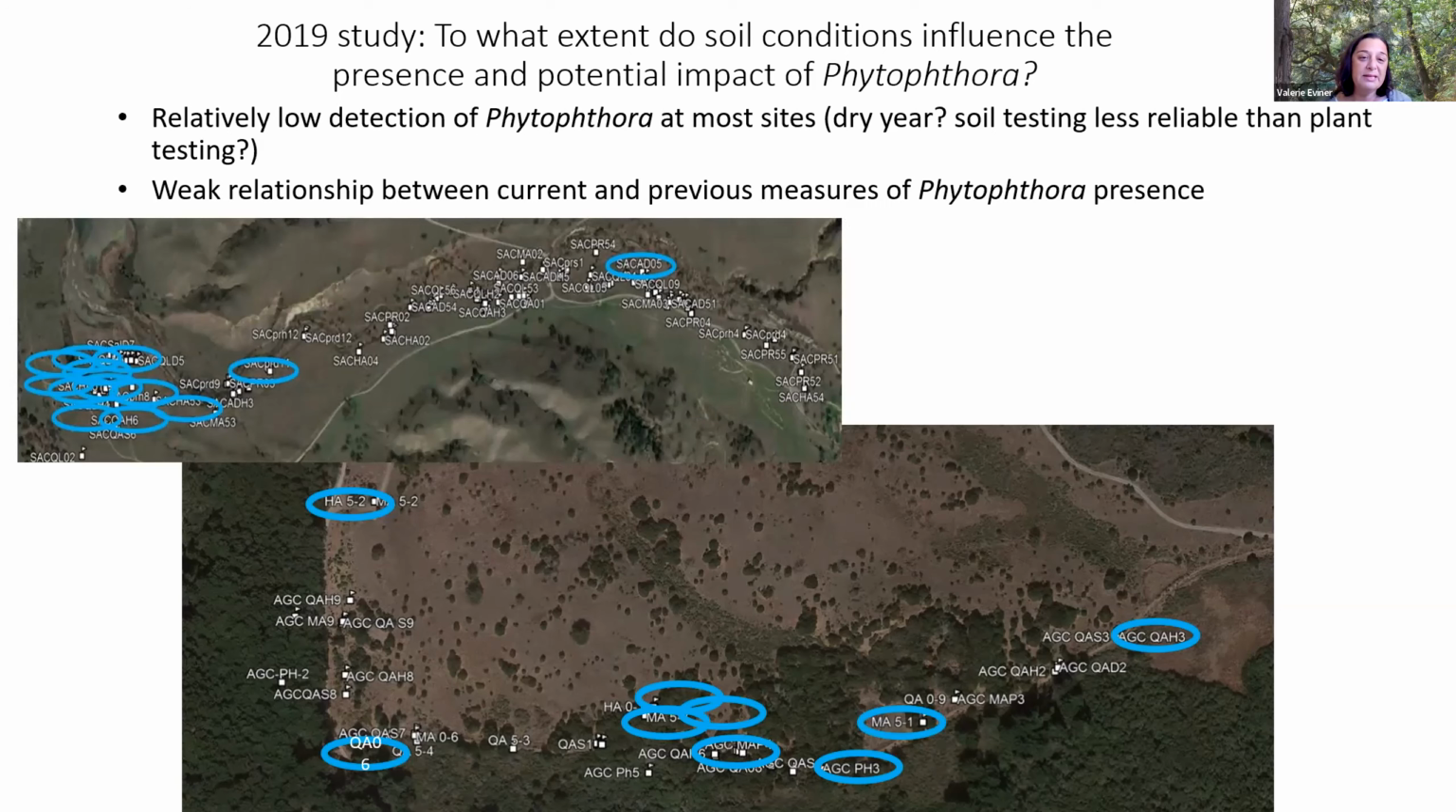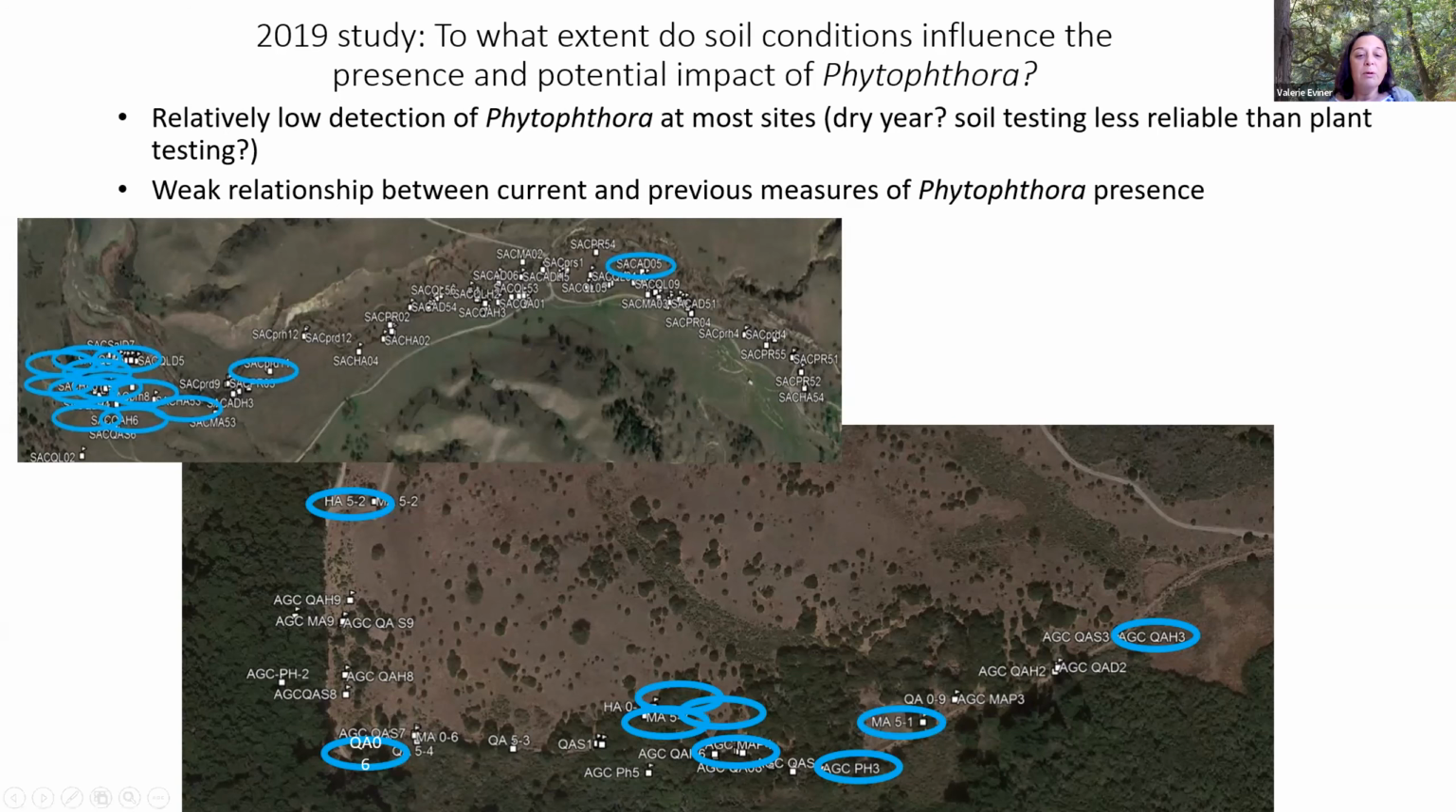One is it was a pretty dry year, and I know in last year's session of this conference, a lot of people were talking about dry conditions being pretty bad for detecting Phytophthora, even if you are saturating the soil afterwards. And then also we were testing the soil, which is less reliable than testing the plants themselves. So we didn't see a strong relationship between current and previous measures of Phytophthora in certain planting basins, but that again may have been our methods.